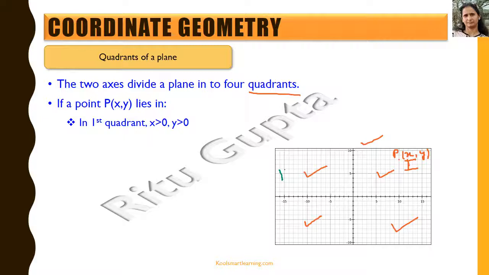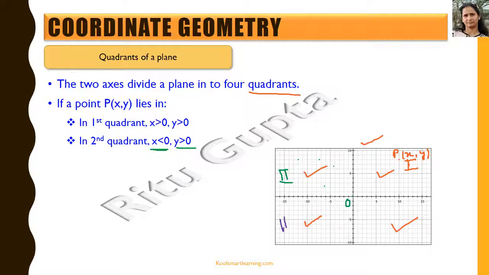This is the second quadrant. In the second quadrant, we just said that the left hand side of the origin is all negative. The x value is negative, which means any point lying in this quadrant will have negative x, which means x will be less than 0 and y will be greater than 0.